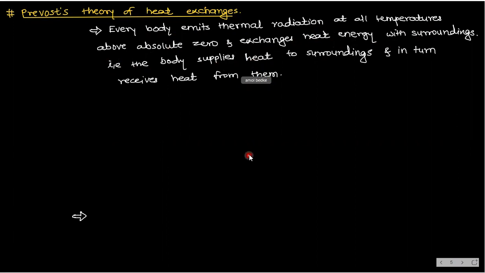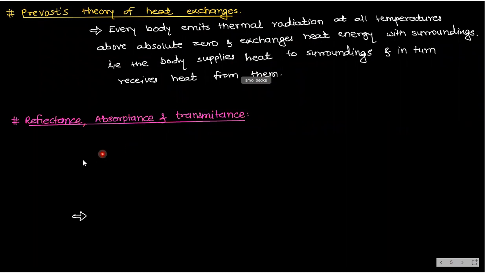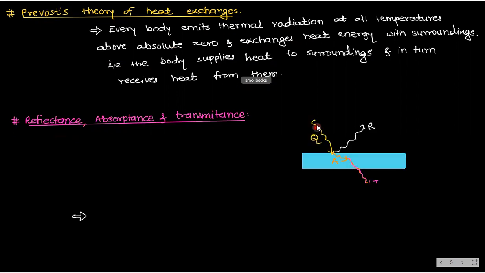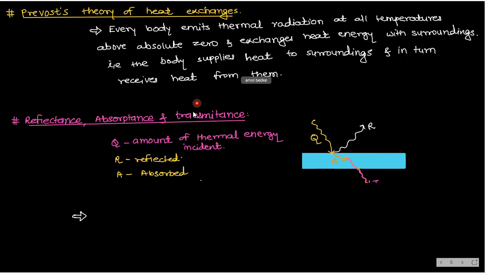Okay. So this is what Prevost theory. Now reflectance, absorptance, and transmittance. You see this diagram here. This Q is what amount of heat incident. This is some amount which is reflected, some amount absorbed, and some is transmitted. So see here, Q is amount of thermal energy incident, R is reflected, A is absorbed, and T is transmitted.